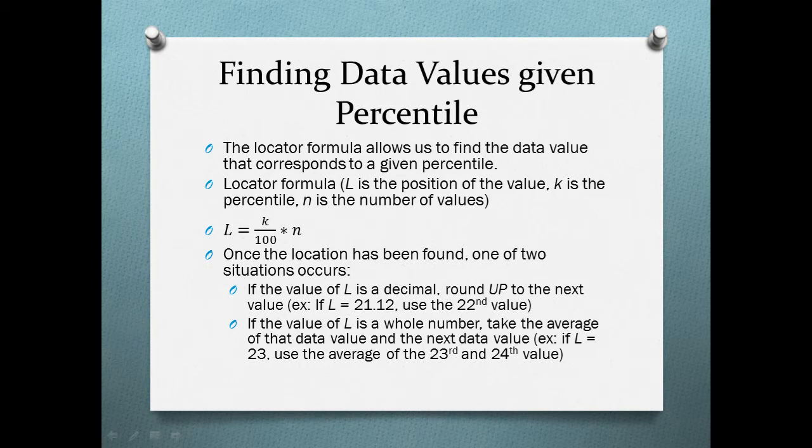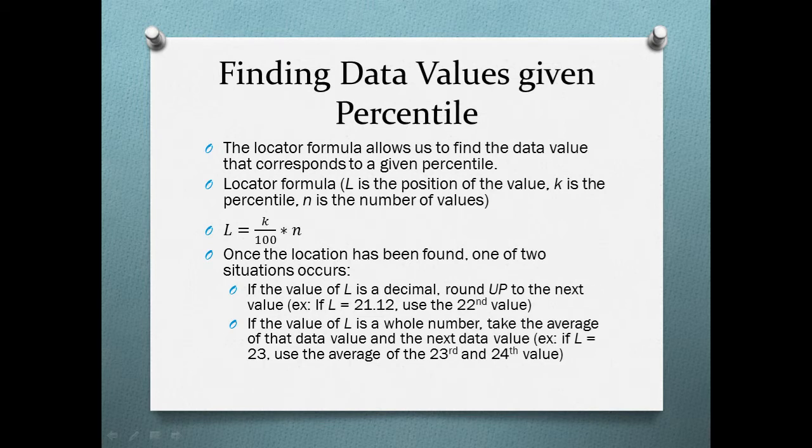Once the location's been found, we have two situations that could possibly occur. If the L value is non-integer or a decimal, you want to round up to the next value. It does not matter what the decimal is. As soon as you get a decimal, you want to round up. It could be 21.00001 and you want to round up to 22. You see my example there. If L is 21.12, you want to use the 22nd value.